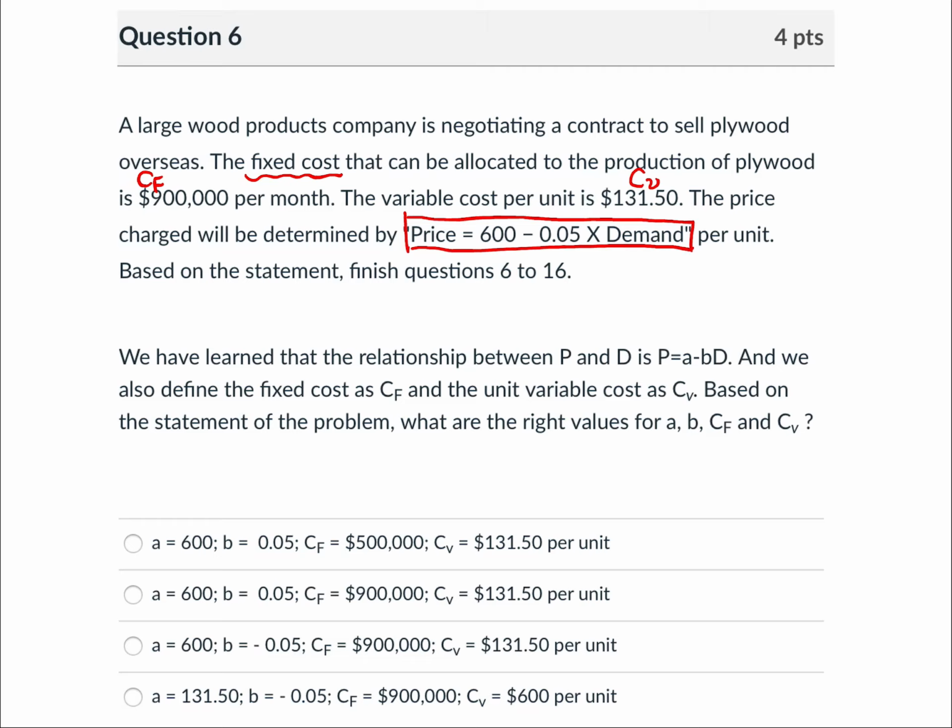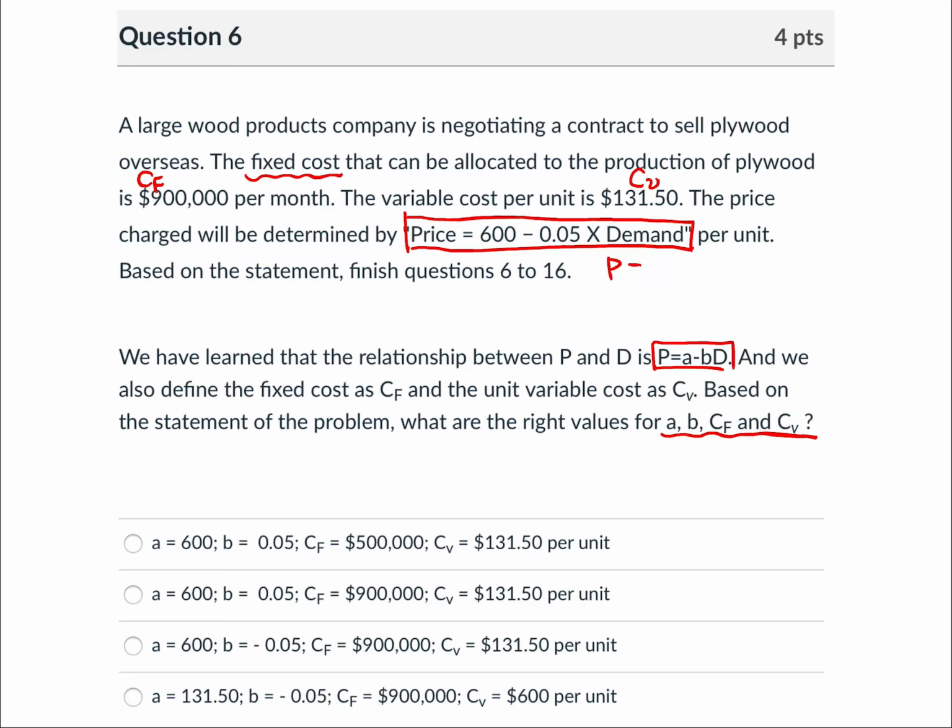Okay, so we have learned that the relationship between P and D is P equals A minus BD. That's the equation we know. And we also define the fixed cost as CF and the unit variable cost as C lowercase v. So based on the statement of the problem, what are the right values for A, B, C capital F, and C lowercase v?